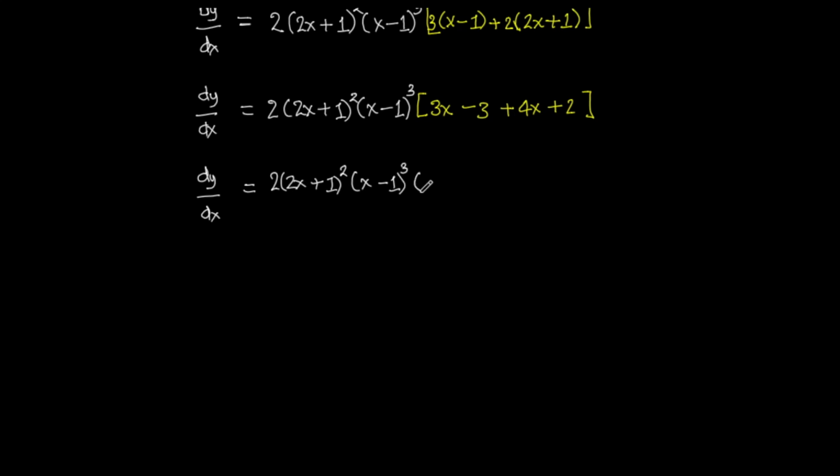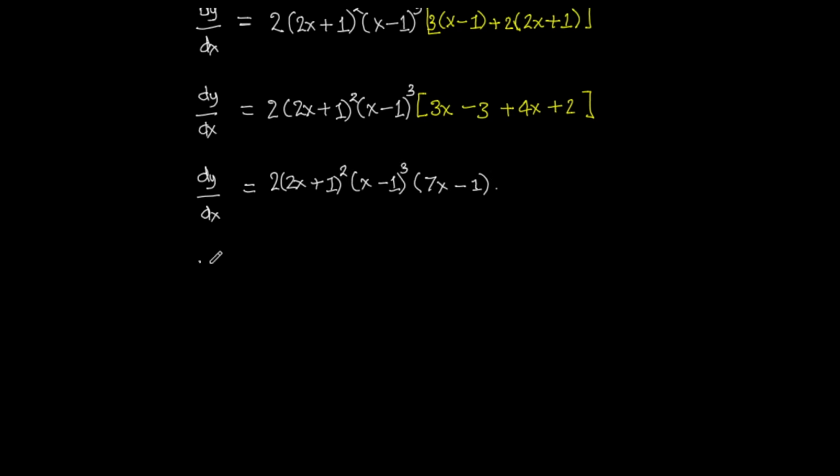Now here 3x plus 4x, we get 7x, then negative 3 plus 2, we get negative 1. Now if you wish, you can rearrange this one here, starting with a bracket with smallest power, that is 1 here, then you come to 2 and you end with 3. And of course there are different components inside the bracket.